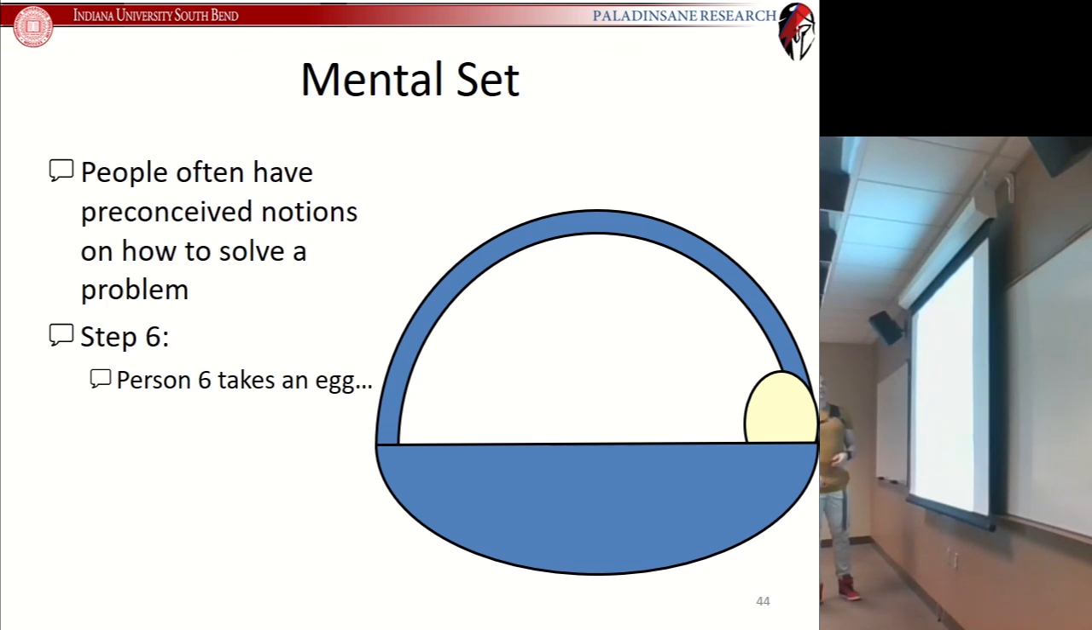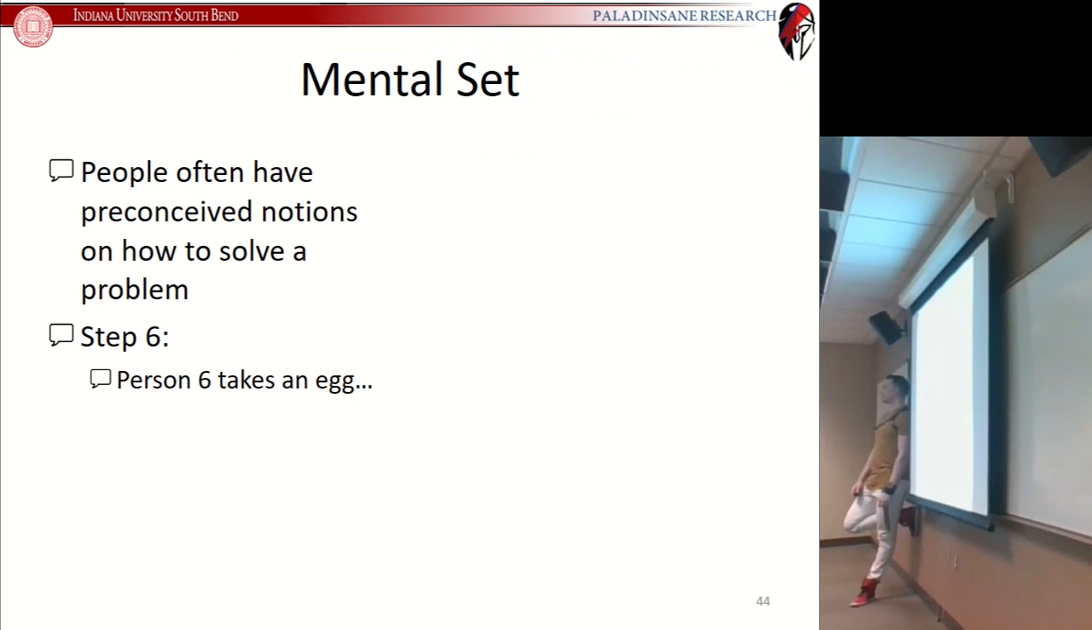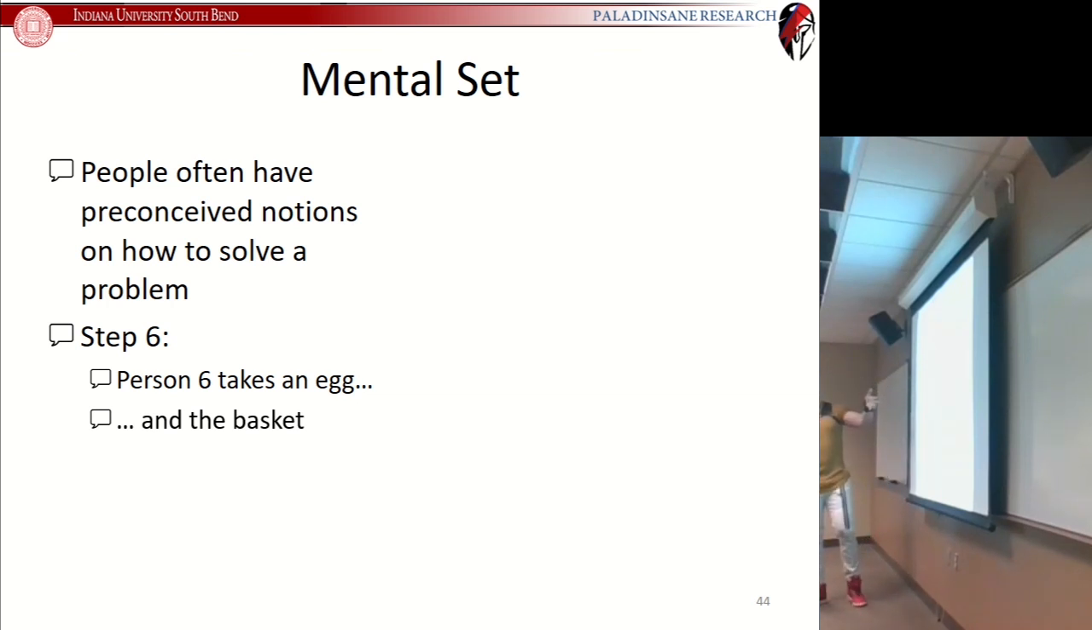And step number six is that the person actually takes an egg, but they take it by taking the whole basket. So they take the whole basket. They have one egg. There's still an egg in the basket. Everybody has an egg, but that is an example of a mental set.